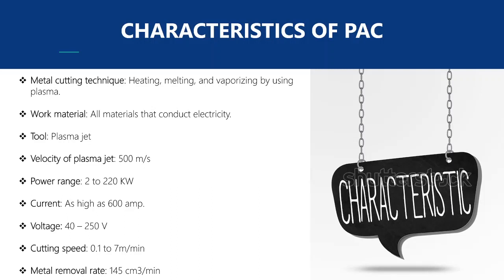These are some characteristics of plasma cutting. The metal cutting technique is basically heating or melting. The work material can only be conductive material. A plasma jet is used as a tool. The velocity can range from 500 meters per second and so on. Power ranges from 2 to 200 kilowatts. The current can be as high as 600 amperes. The voltage can be 40 to 250 volts. The cutting speed can be 0.1 to 7 meters per minute, and the metal removal rate can be as high as 145 cubic centimeters per minute.